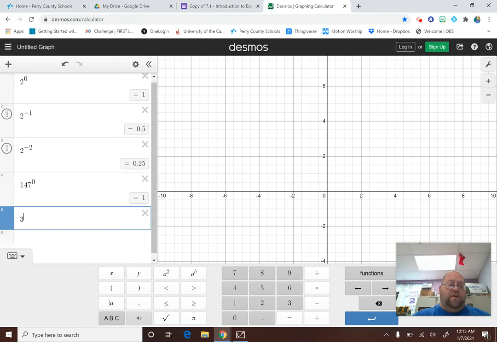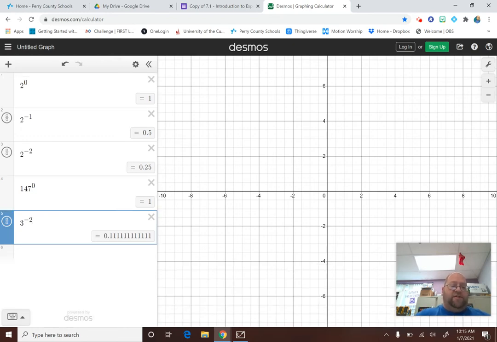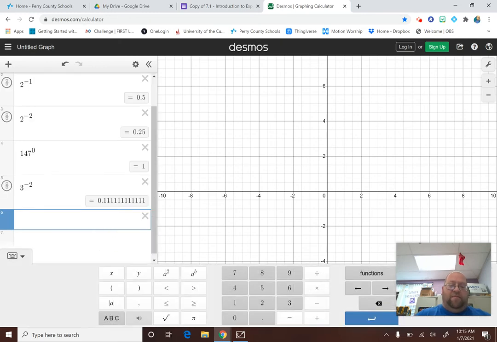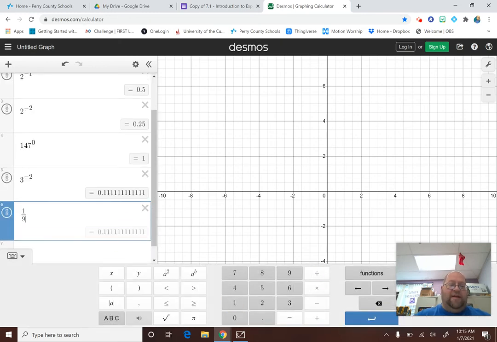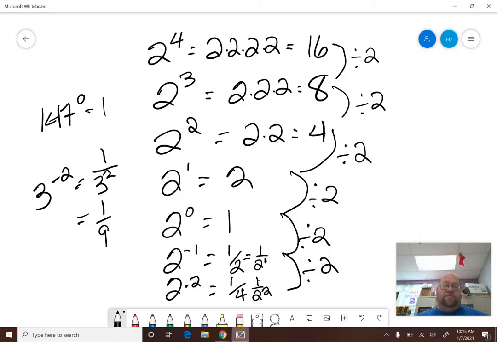3 raised to the negative 2 power gives me that right there. If I were to change that to a fraction, it will not let me do that. But if I do 1 divided by 9, notice it gives me the same exact number, okay? So you can kind of see the pattern that's going on here, hopefully, from these notes, all right?